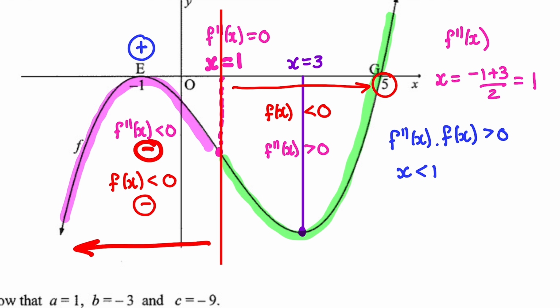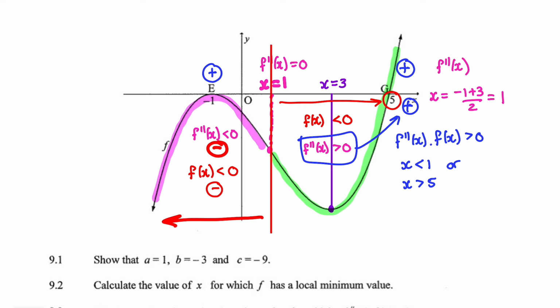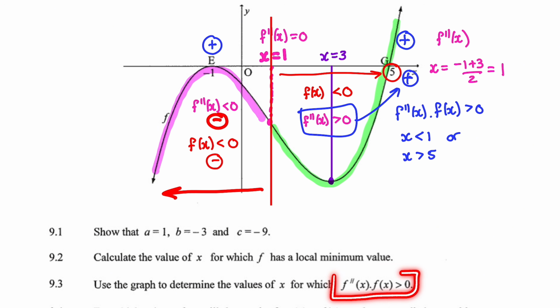But to the right of 5, we can see that f x is above 0 or positive. So that means that f x is positive here, and also the concavity, so f double prime x would also be positive. So a positive times a positive will give me a positive result. So therefore, where x is bigger than 5. So for question 9.3, the second derivative times the function is bigger than 0 for x smaller than 1 or for x bigger than 5.